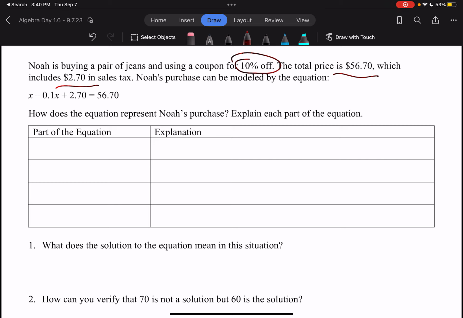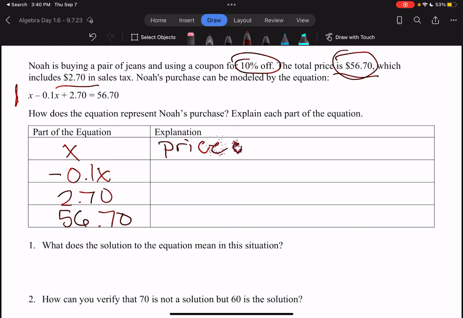We have this equation right here, and it wants us to talk about each part. So first I'm going to list each term of the equation. This first one, X, is the missing information. It says he's buying a pair of jeans and using a coupon, and it gives us the total price, but it never gives us the price of the jeans. So this is the original price of the jeans. And then it says that he has a coupon for 10% off.